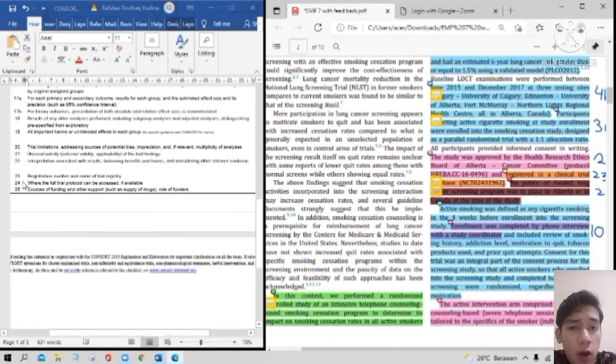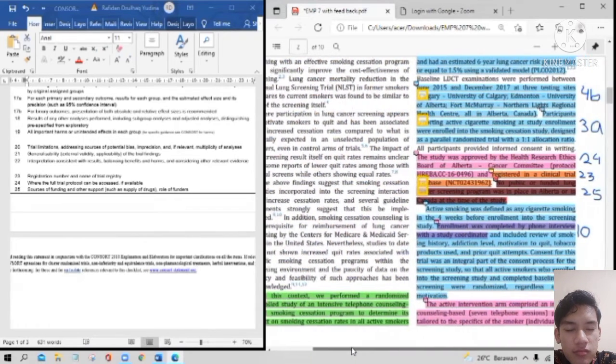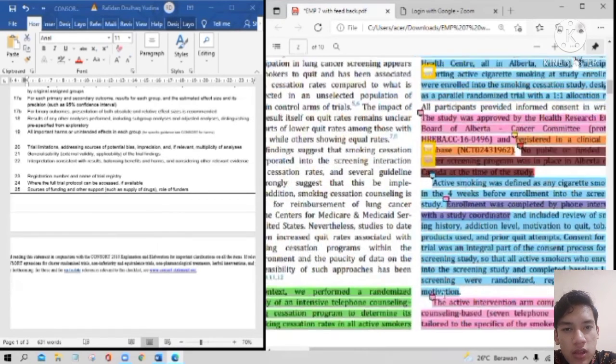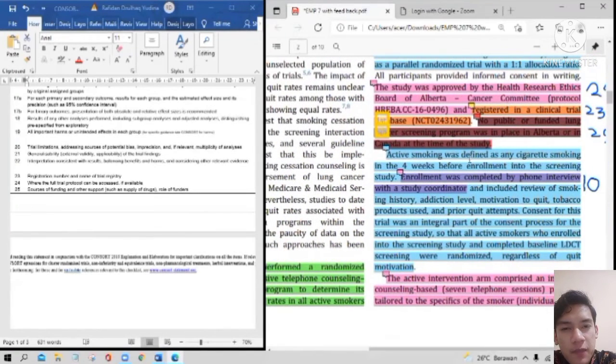And number 24, where the full trial protocol can be accessed, if available. Number 24, I think it's clearly obvious. You can just read it. The study was approved by the Health Research Ethics Board of Alberta Cancer Committee, protocol REBA CC 160496.